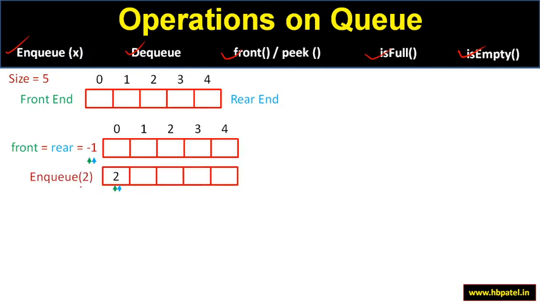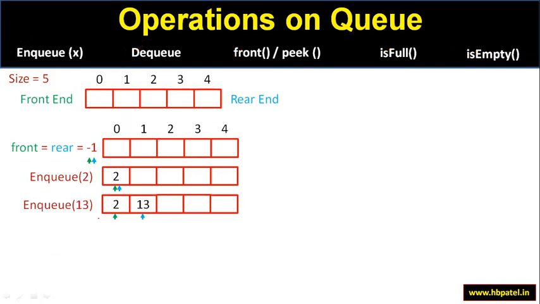Now supposing we have a function like enqueue 2. Because this is the very first item, we'll be inserting it at the front, and both the pointers, front and rear, green is front, blue is rear, are set to 0. So front equal to rear equal to 0. Both are set to 0 in the very first position.